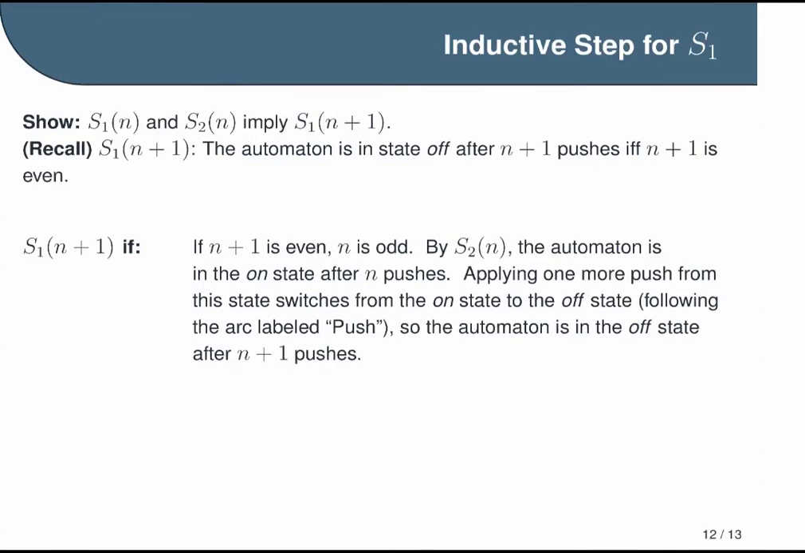So therefore, the automaton is in the off state after n plus 1 pushes. So this proves our statement: if n plus 1 is even, then the automaton is off. So now we need to go the other direction.